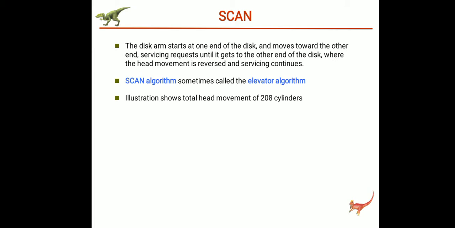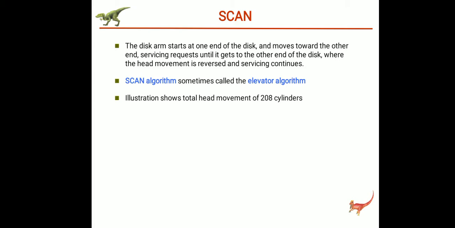So in scan scheduling, the disk arm starts at one end of the disk and moves toward the other end, servicing requests as it reaches each cylinder until it gets to the other end of the disk.